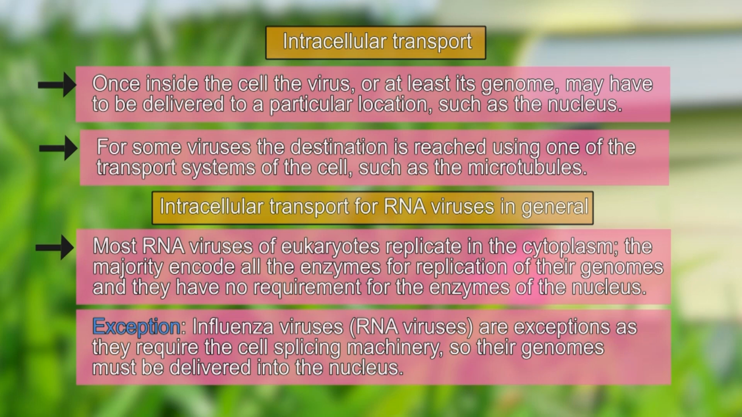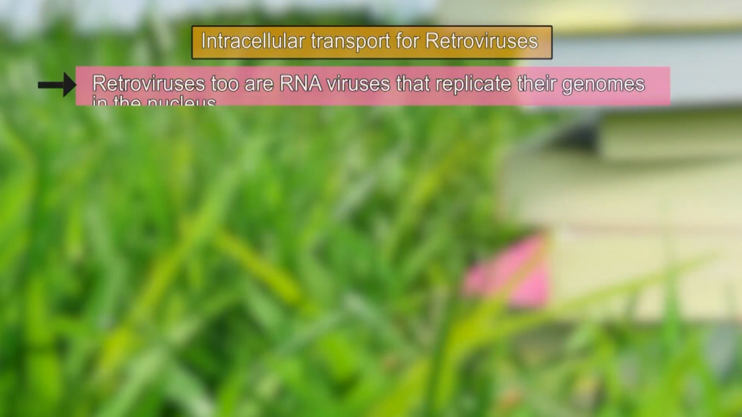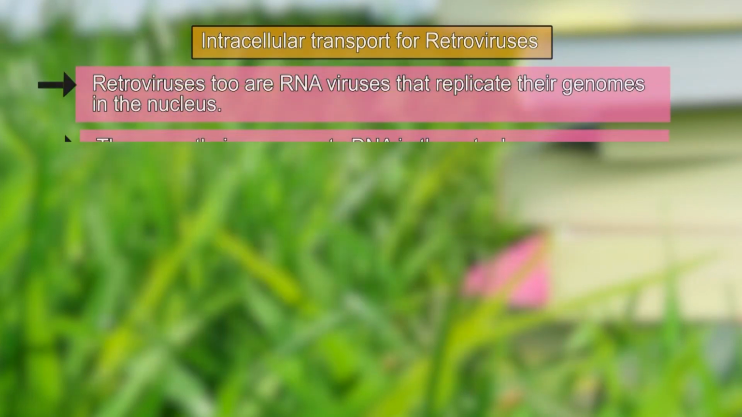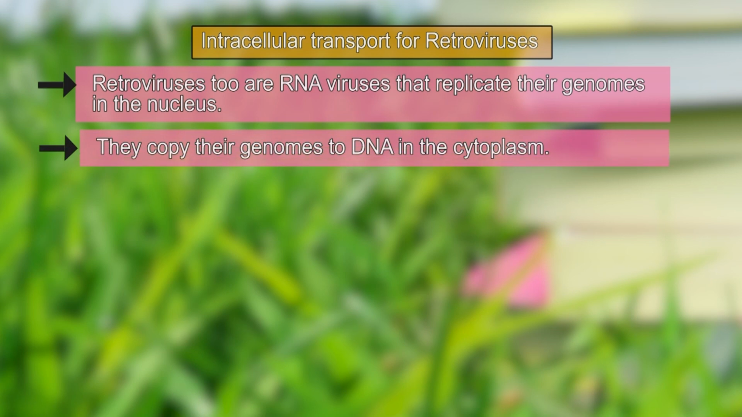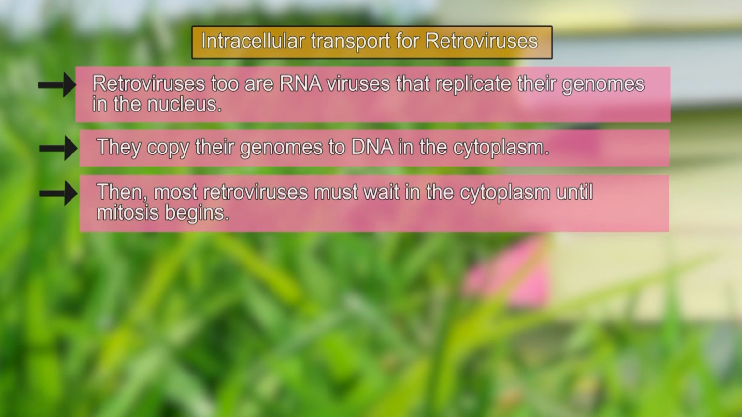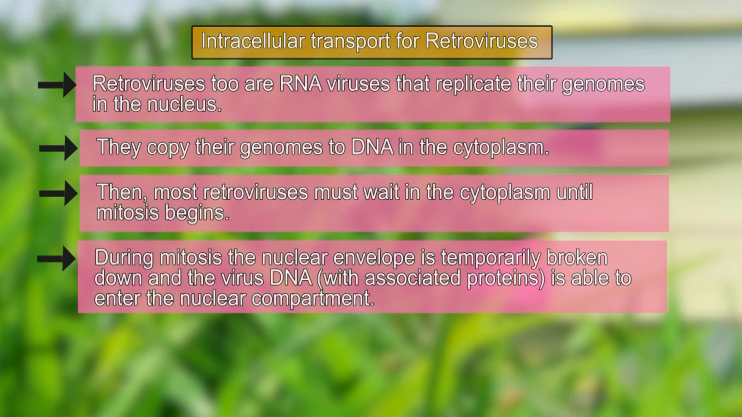So influenza viral genome must be transported within the nucleus. Now in case of retroviruses, it has been seen that the DNA copy of the RNA is made in the cytoplasm, and then they wait in the cytoplasm for mitosis to occur so that the genome gets delivered to the nucleus only in dividing cells. So the DNA to DNA copy is being made within the nucleus.